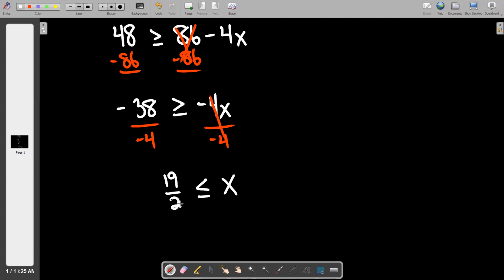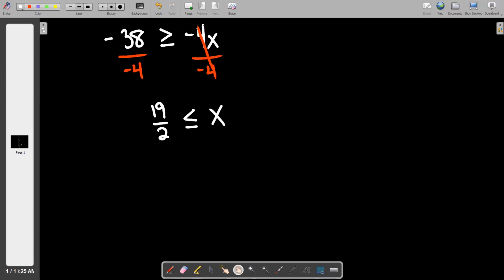Yeah, you should hate my answer. Let's write it backwards. What would it say if we wrote it the proper way? X is larger than or equal to 19/2. And now I like this because now when I go to graph it, the inequality sign and my brain, they're going to match up and everything's going to just seem sensible.